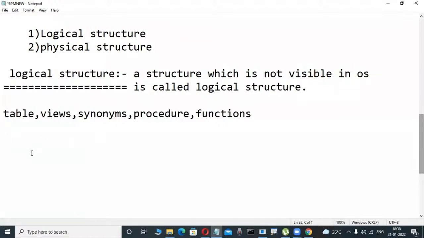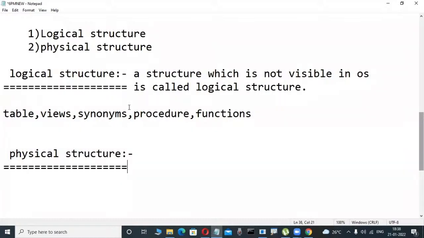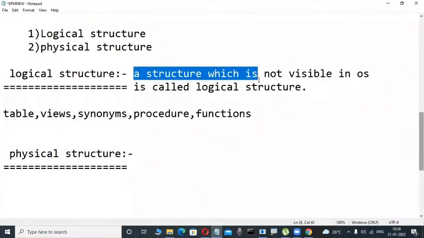Now observe it here. What is a physical structure? Don't write it down, just roughly observe it here. Physical structure is there. Just for the idea, what does a physical structure mean? This is the opposite only: a structure which is visible in the operating system.